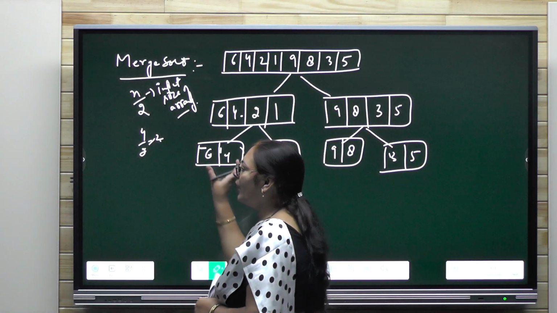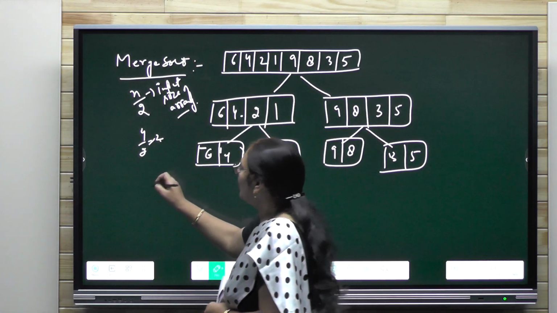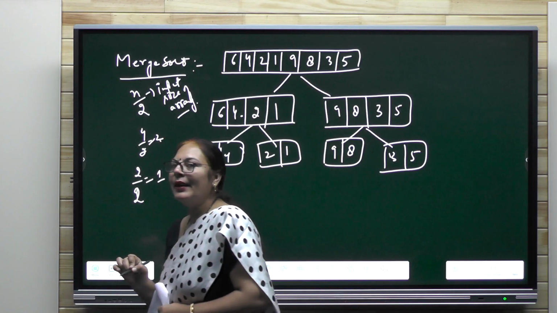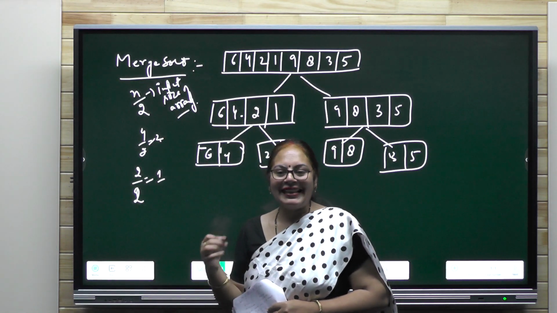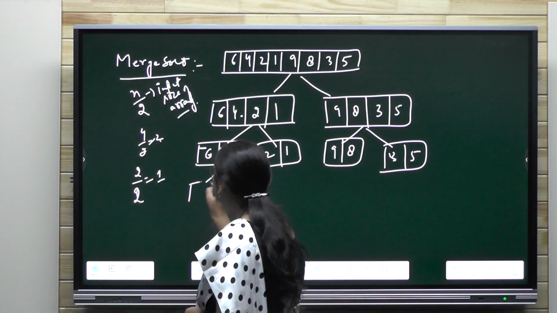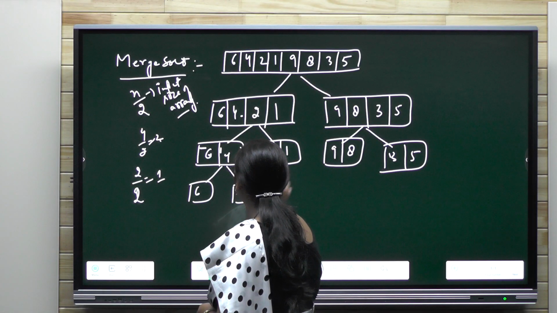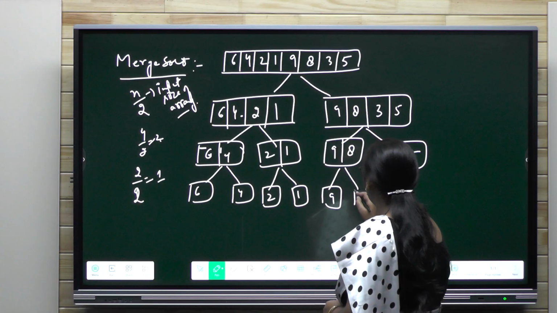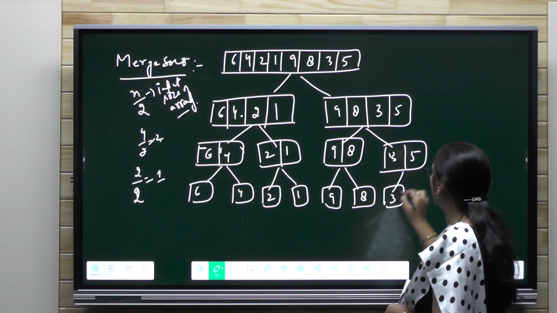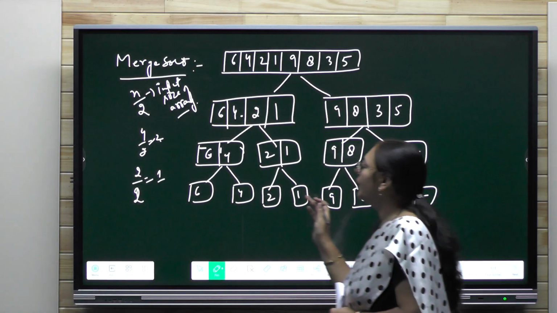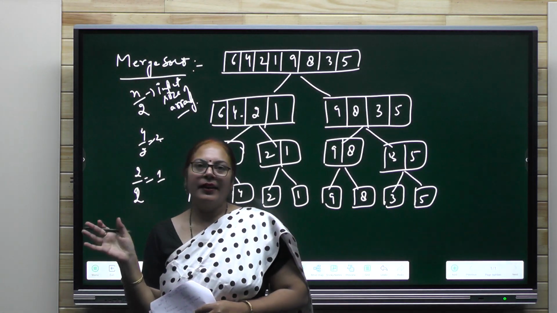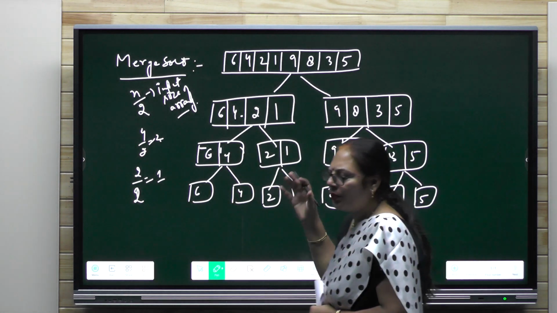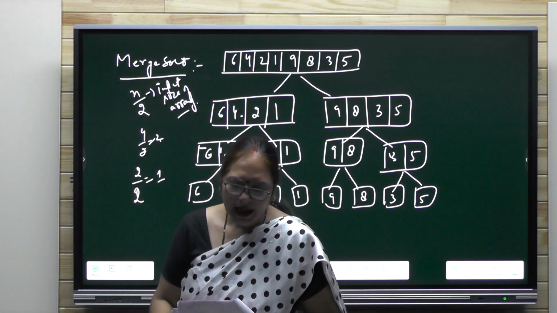Again we will divide this. Now we have the arrays of size 2, and 2 by 2 is equal to 1. That means each array will contain one element: 6, 4, 2, 1, 9, 8, 3 and 5. Now you see we have one element in each array separately. Earlier it was combined. Now we have a number of arrays in which we have the separate elements.